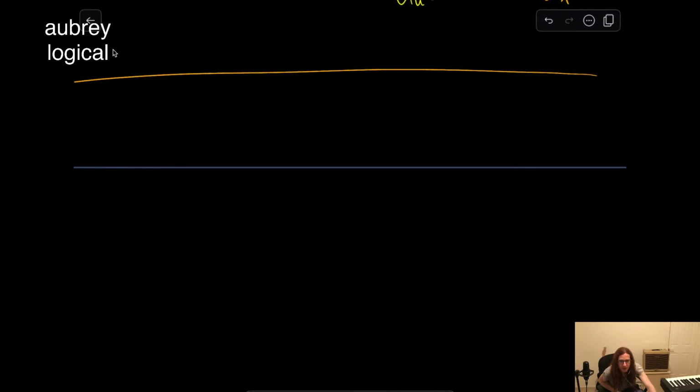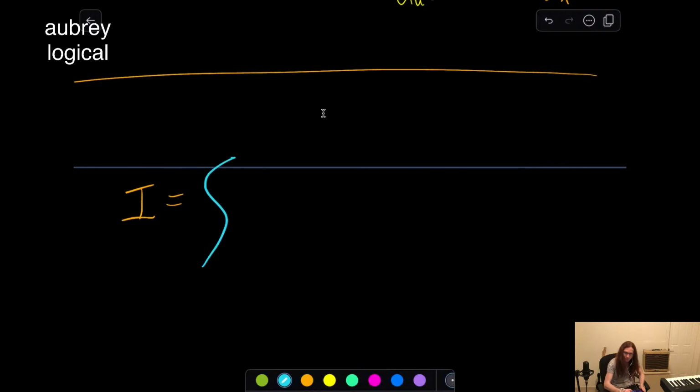Okay. All right, so we have the integral is equal to x squared times e to the x cubed dx.